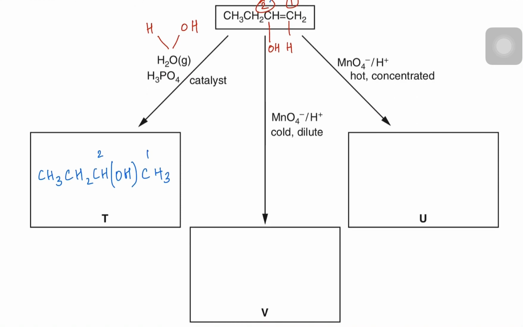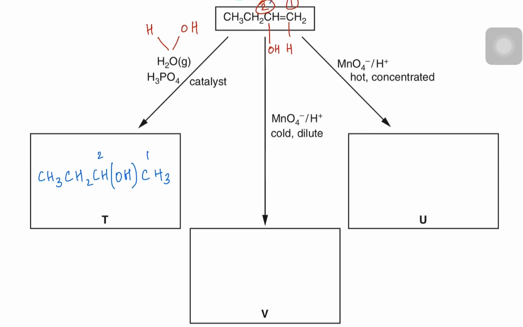The next portion asks us for cold dilute. So we know for cold dilute we don't do anything extra. We do the whole structure exactly the same and we add OH. So both carbons receive one OH like this. Carbon number 1 gets OH and carbon number 2 gets OH.